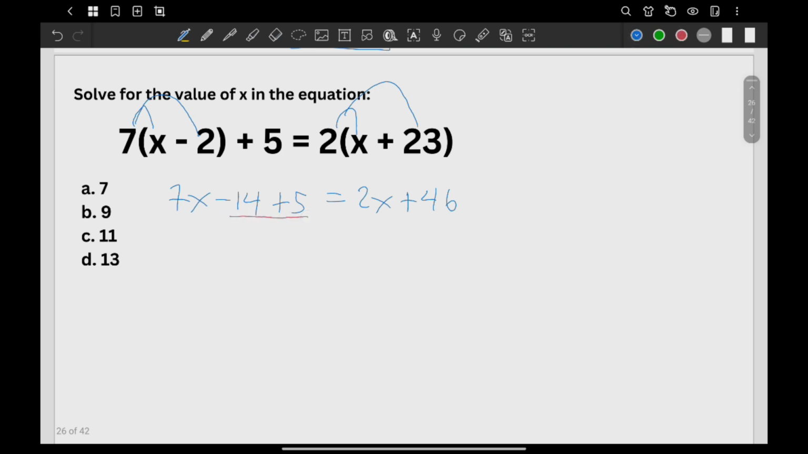So we have now 7x. You can combine negative 14 and 5. Yes. What's negative 14 plus 5? That's going to be negative 9. And then is equal to 2x plus 46. Again, if we have variable on both sides, x on the left, x on the right, you compare their coefficients. When I say coefficients, it's the number before the x. Which one is smaller, 7 or 2? It's the 2, right? We let the smaller value adjust.